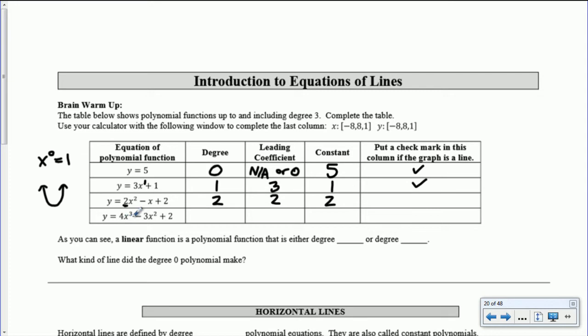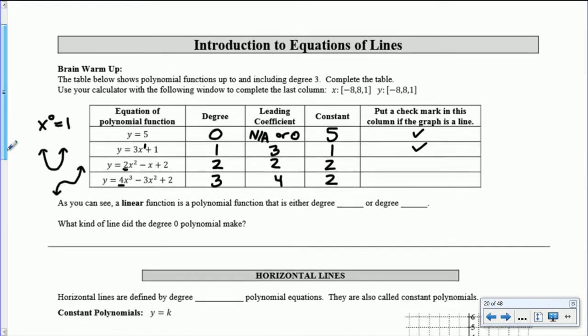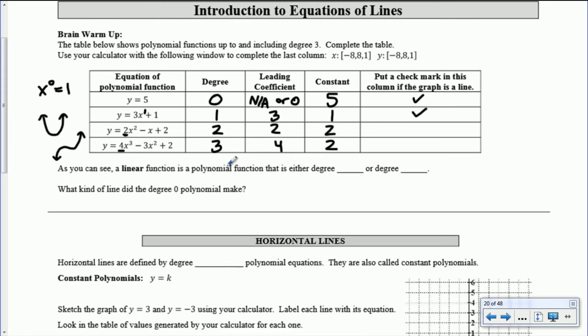Okay, and then 4x cubed, so the degree on this, the highest exponent, is 3, the leading coefficient is 4, and the constant term is positive 2. This is not a line, it is a cubic function, and it looks kind of something like that. Alright, so you can see a linear function is a polynomial function that is either degree 0 or 1. And what kind of line does a degree 0 polynomial make? It is a horizontal line.